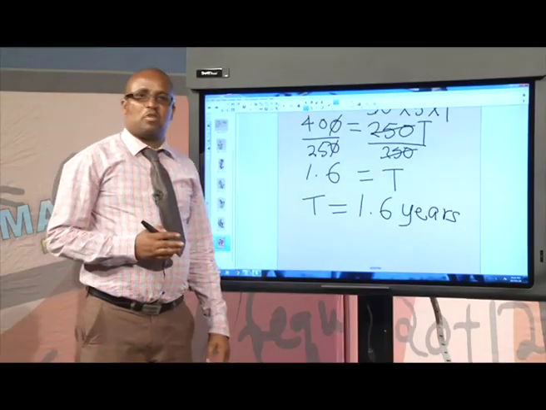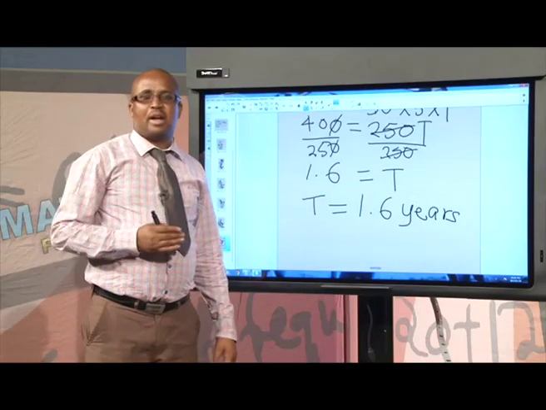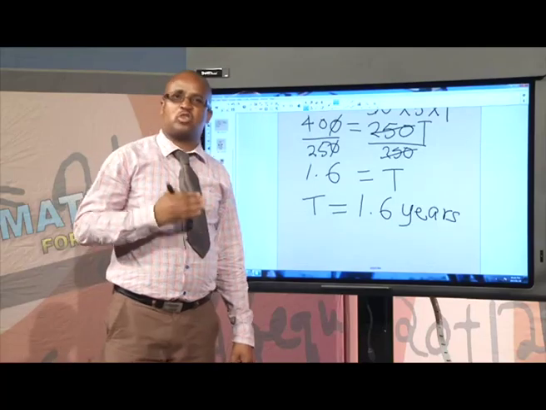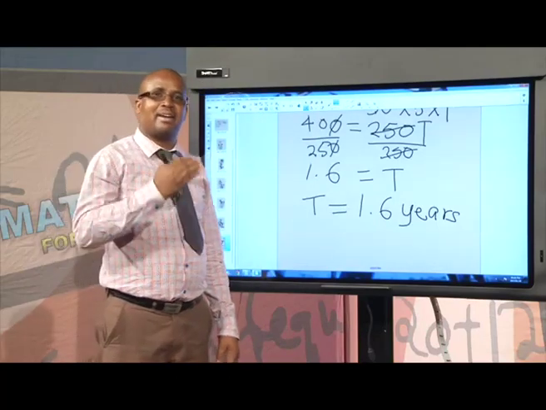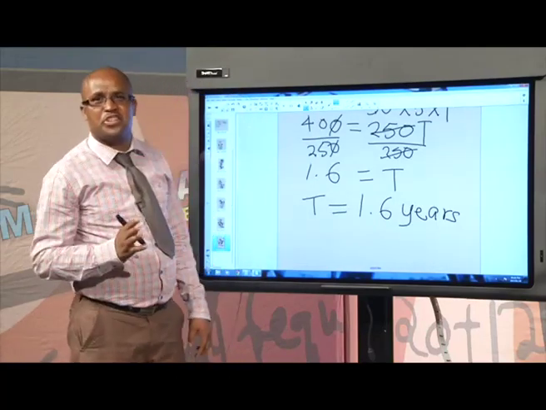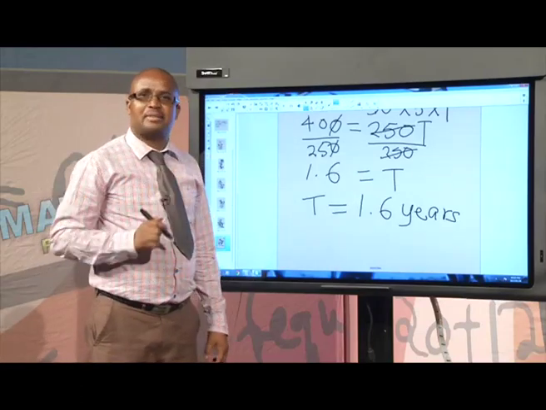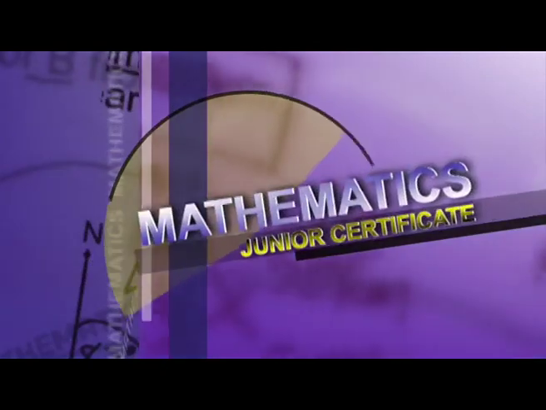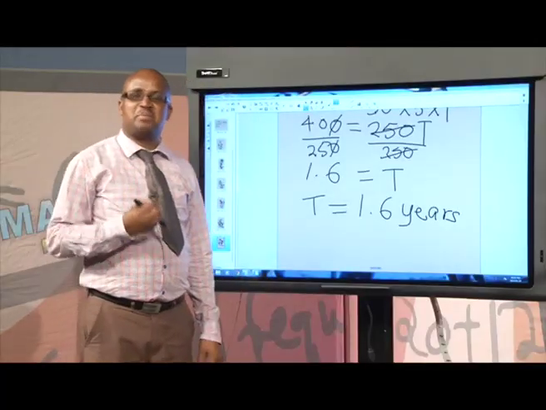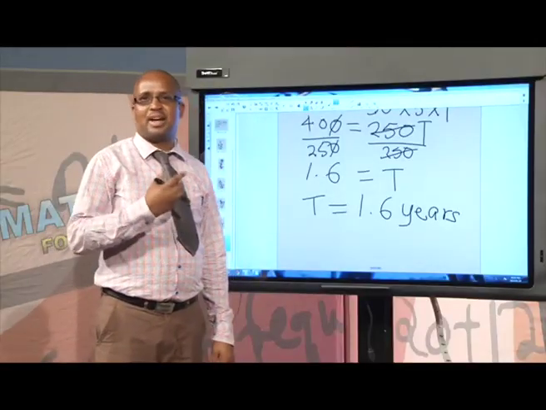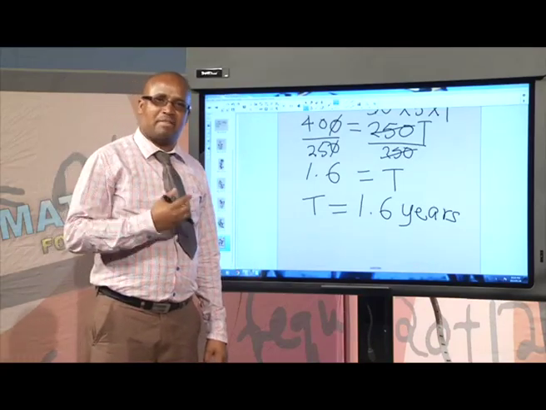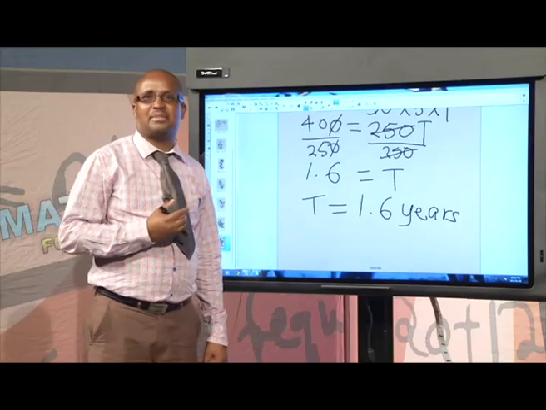We have come to the end of our lesson. But before I go, I want you to always remember that this formula for the simple interest is I equals to PRT divided by 100. That is the formula for the simple interest. If you know it, you are done. Remember that the formula for the simple interest is I equals to PRT divided by 100. If you can manage to catch that formula, then you are done.